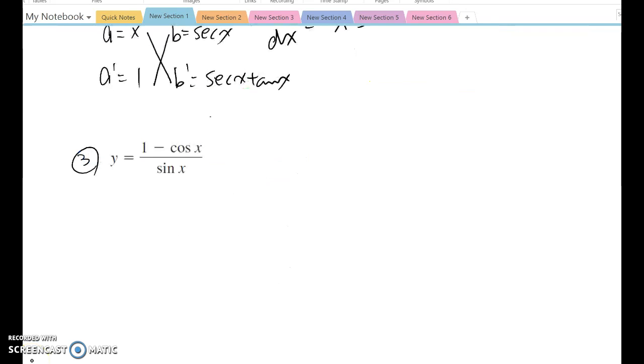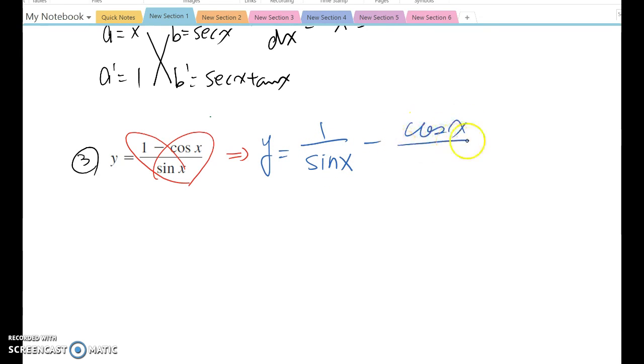What about this question? You may think quotient rule, yeah, it may work. But this time I will use the break-up rule and break them up. Then it's going to be y equals 1 over sine x minus cosine x over sine x, right? Then what's the 1 over sine x? There will be cosecant x, and then cosine x over sine x means cotangent x. So we can simplify this function this way too.